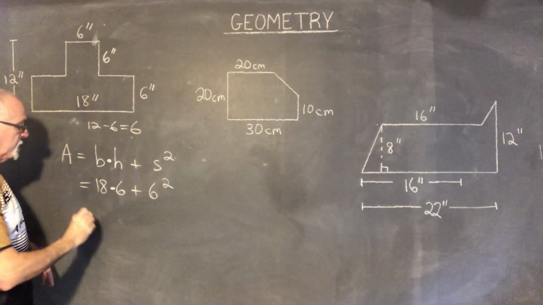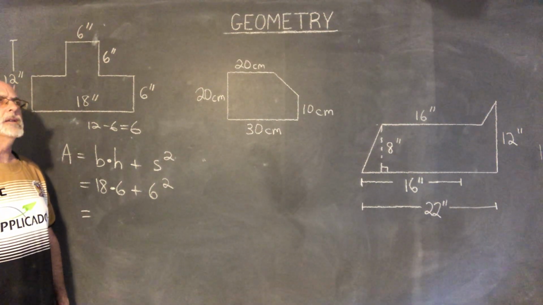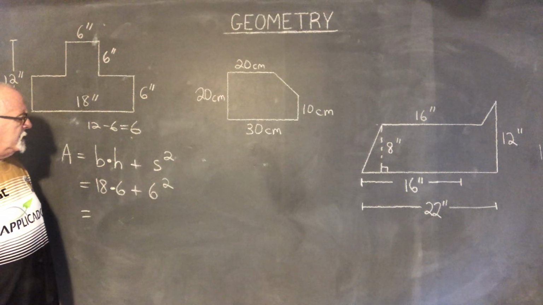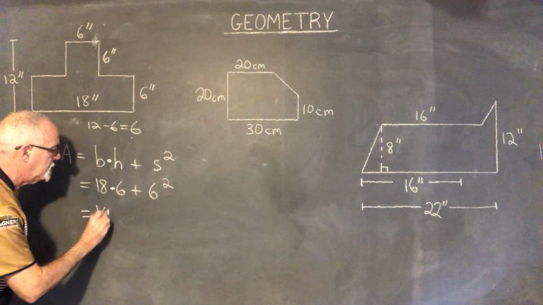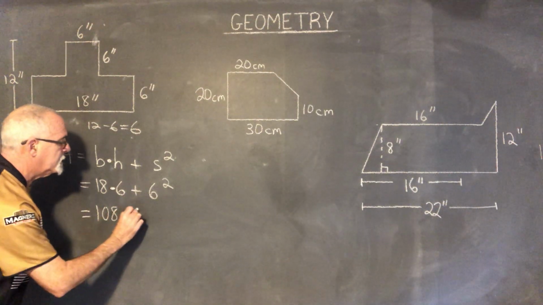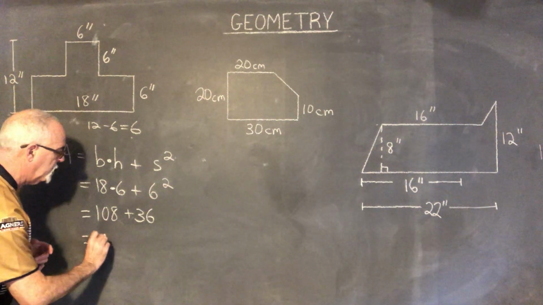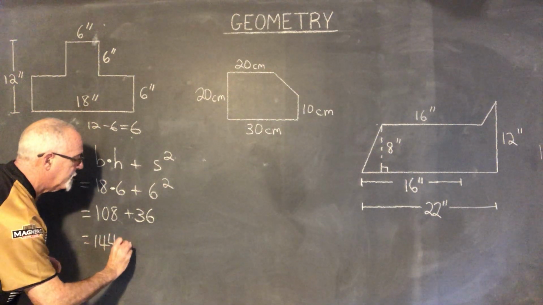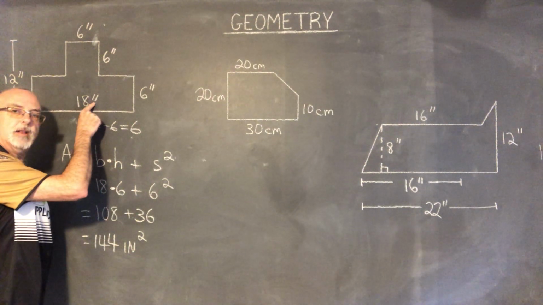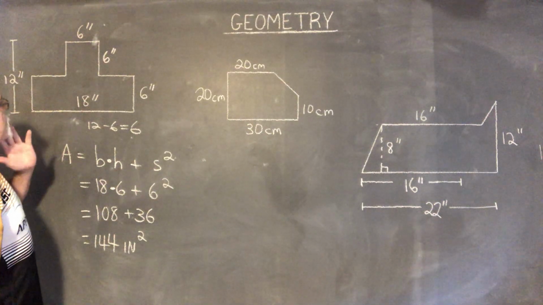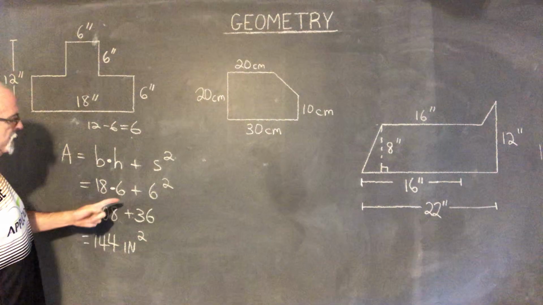We're well on our way, we can finish solving this. What is 18 times 6? 6 times 10 is 60, 6 times 8 is 48. 60 plus 48 is 108. And then 6 squared is 36. 108 plus 36 is going to be 144 square inches. I did forget to point out that this was in inches, but we have the little inch symbol, so it was apparent. Okay, 18 times 6, 60. Yes, I like my answer.